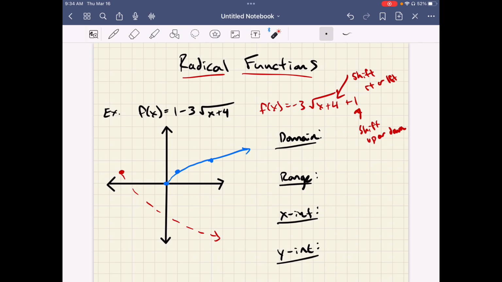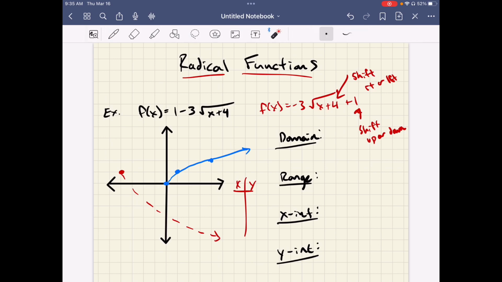Okay, and there's two ways you can go about handling this. You can understand it stretches by 3, so I take my normal y movement and then multiply it by 3. Or a quick, easy way to do it is to just say, you know what, I'm going to make a quick table of values over here. I've got x and y. So I'm going to choose numbers that help me with my radical.